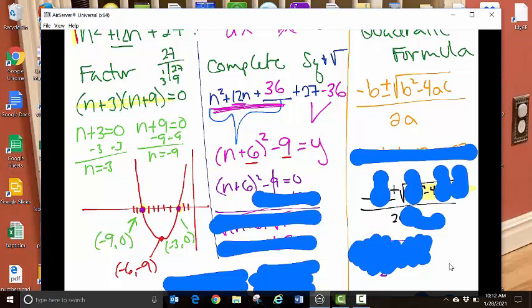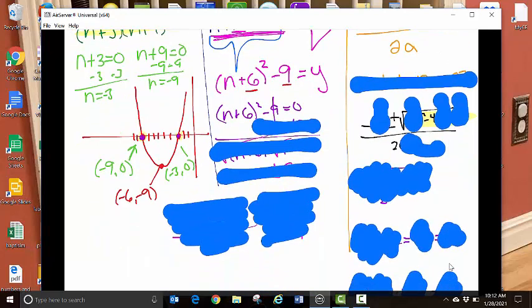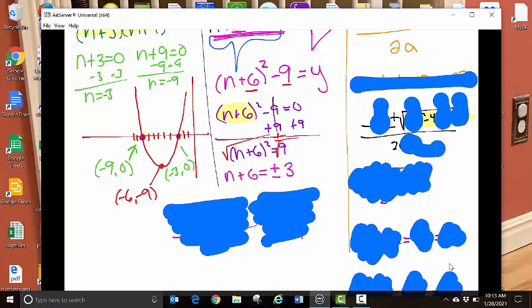I set y equal to 0, and the steps say get the squared thing all by itself. Okay? So this is homework 3.5. So you add 9 to both sides, and the squared thing would be all by itself. And then how do you get rid of a square? You take the square root and add plus or minus. And the square root of 9 is plus or minus 3. Since the square root turns into a nice number, we can keep going.